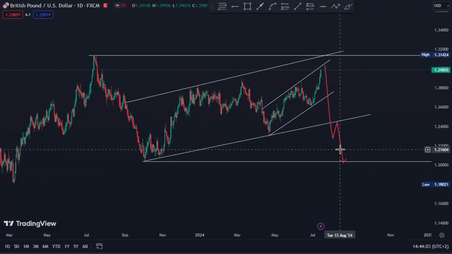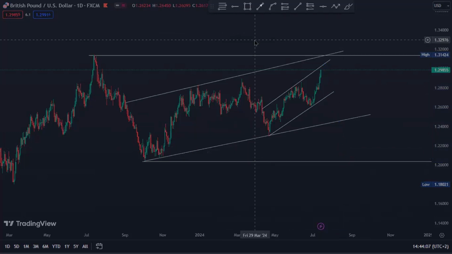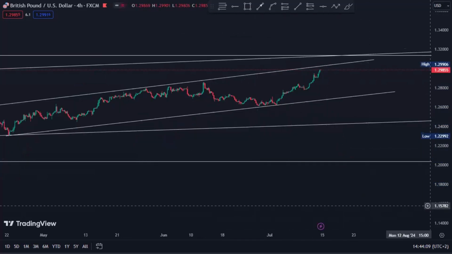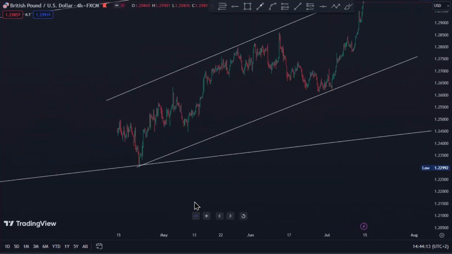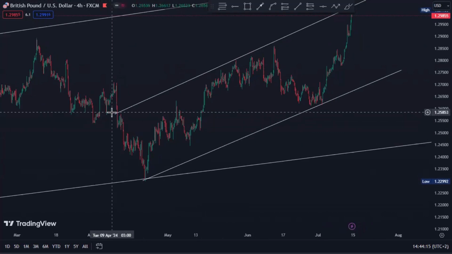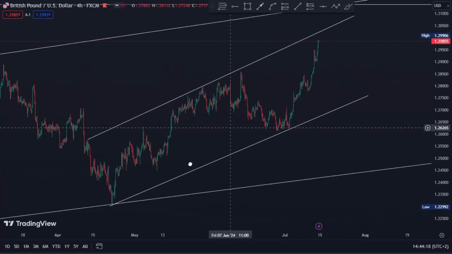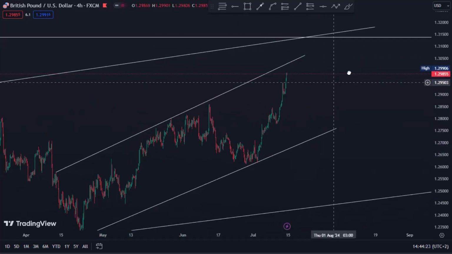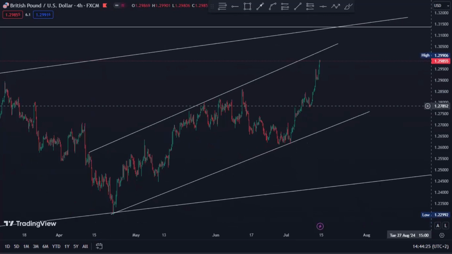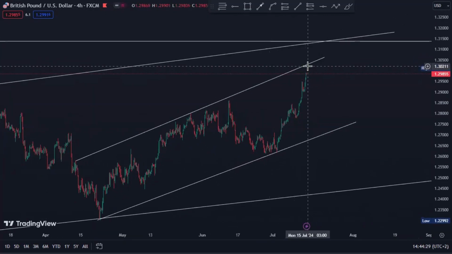So let's go a little bit deeper. Let's go to H4 and see what's happening there. Don't worry, guys, you're going to understand it. So let's just adjust it a little bit here. And then we have something like this, because now we have this channel: first touch, second touch, and it's waiting for the third touch.